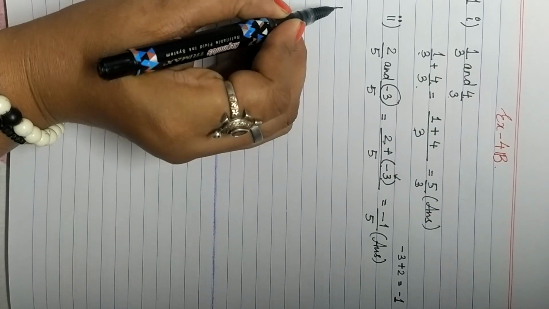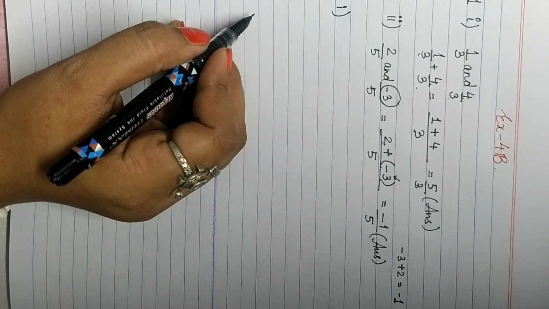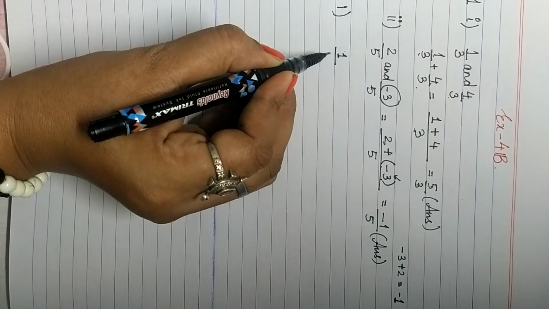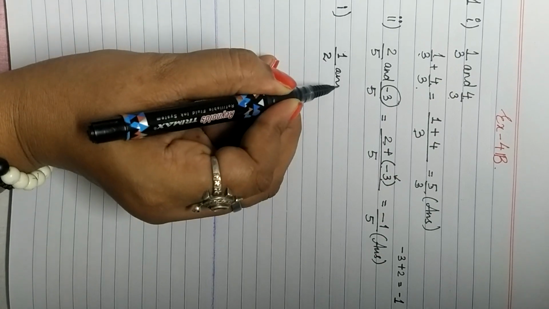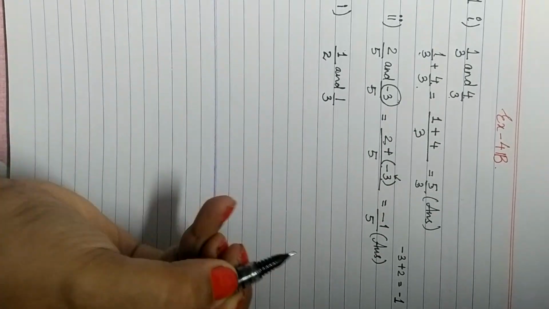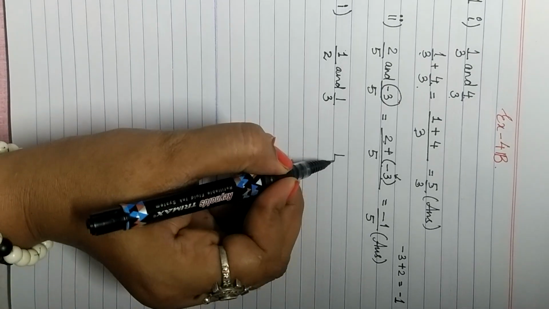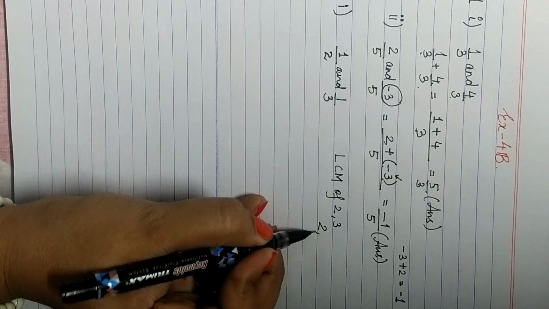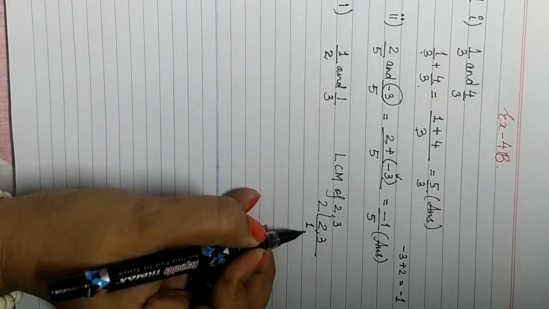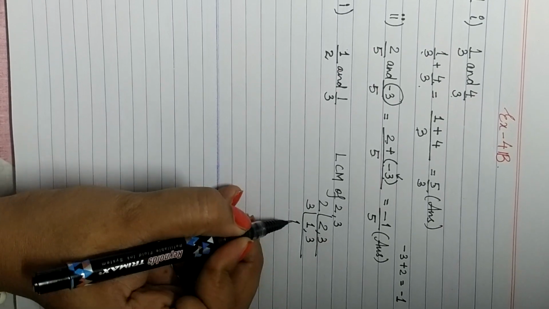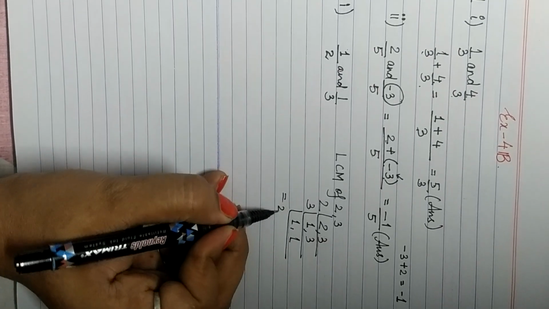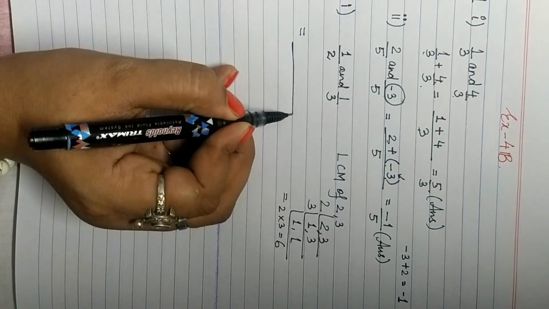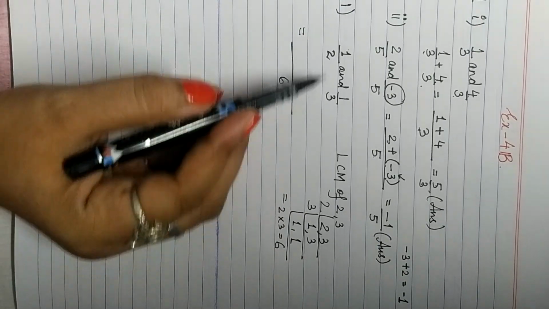Question number 2. It says you have to add the rational number, but here the denominator is different. There are two different ways in which you can solve this, by making the denominator equal or by taking the LCM. Let us take the LCM of 2 and 3. When we find out the LCM of 2 and 3, 2 ones are 2 and 3 remains as it is, 3 ones are 3. So we get 2 into 3, that is 6 as the LCM. So when we got 6 as the LCM, the denominator will be 6.